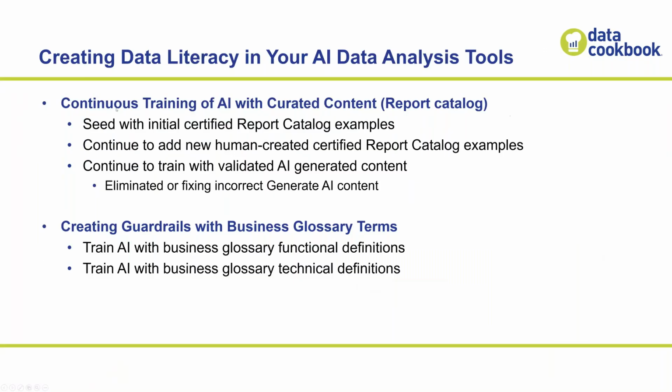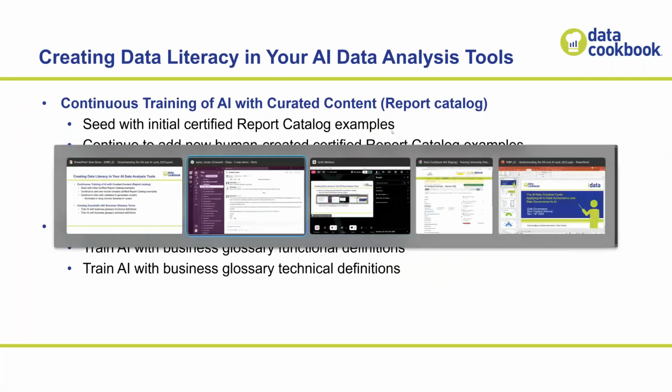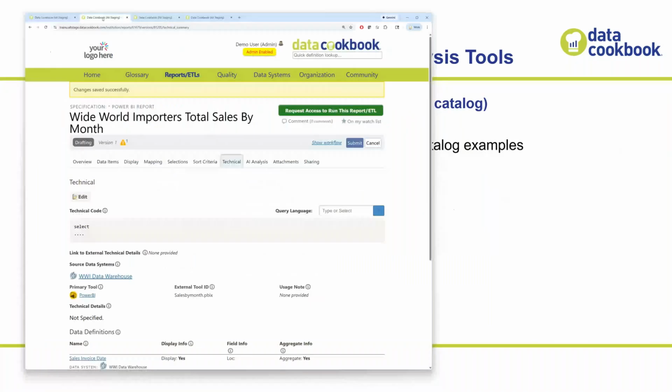is to have continuous training of that AI with curated content. So from your report catalog, you seed it with an initial certified report catalog example. I'm going to show you something real quick here. In our data cookbook, I have this report.